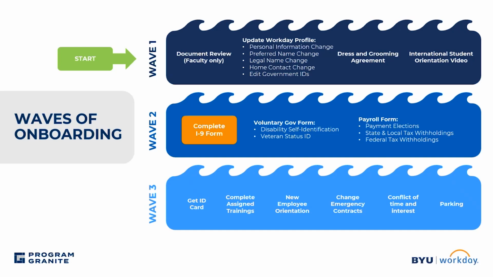In wave 2, they're going to complete their I-9. This is not all of them, these are just some of them. They're going to do some voluntary government disclosures and forms, like their self-identification, disability, veteran. They do their payroll forms for the payment elections. And then in wave 3, there'll be more tasks that come, like emergency contacts, new employee orientation, things like that.